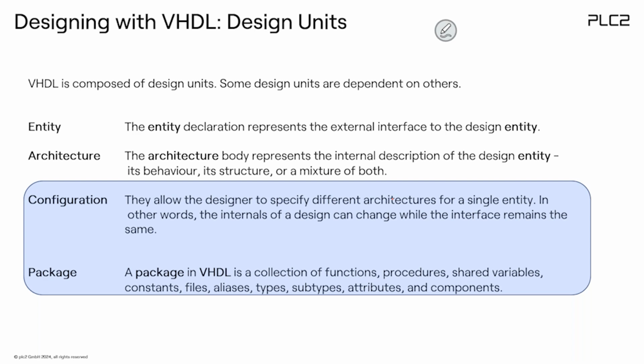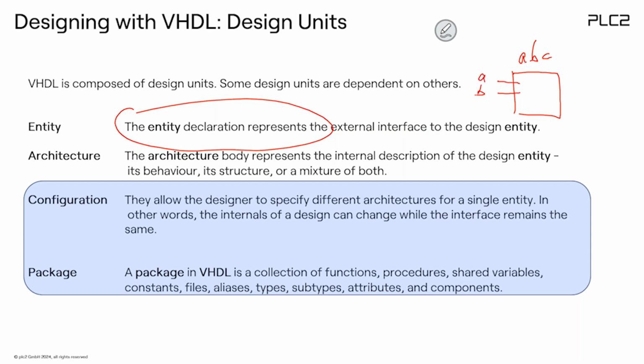The entity represents how a module looks from the outside view. For example, if you would like to design module ABC, then first we should define the so-called entity. Entity means we define a port, maybe A as input, B as input, and maybe we define output port C. That's the definition. So entity just shows how it looks from the outside view.